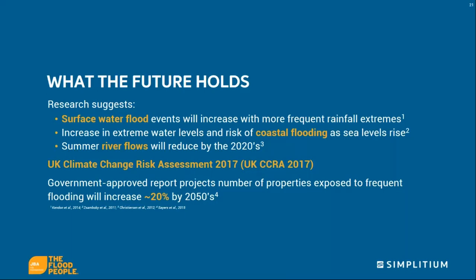Well, research does suggest that, as I've mentioned, with increasing rainfall, we should experience an increase in surface water flood events. Increase in extreme water levels could increase the risk of coastal flooding alongside sea level rise. But actually, summer river flows are projected to reduce by the 2020s. However, there is limited research that quantitatively analyses how insured losses may change with flood risk in the future due to climate change.